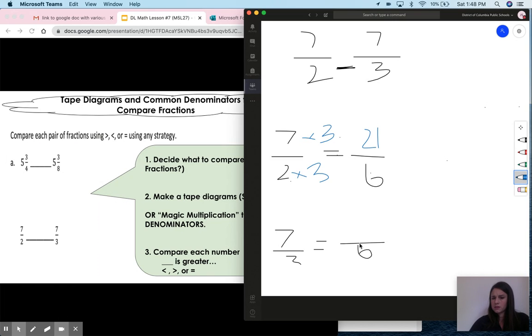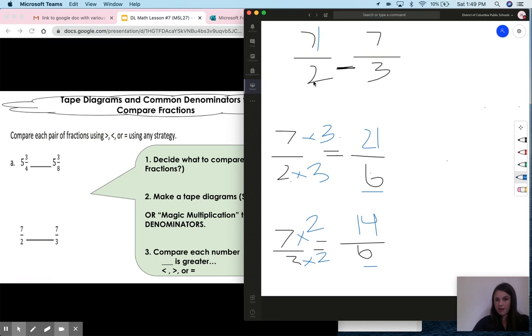7/3 is equivalent to how many 6ths? Well, what do we have to do? Same thing as we did up here. Am I going to multiply 3 here? Oops. The denominator 3 by 3 again? No, that's where you want to make sure you don't get tricked. 3 times what equals 6? That's what we got to figure out. 3 times 2. Nice. And whatever I do to the bottom, we have to do to the top. So I have to do 7 times 2. Awesome. What is 7 times 2? 14.